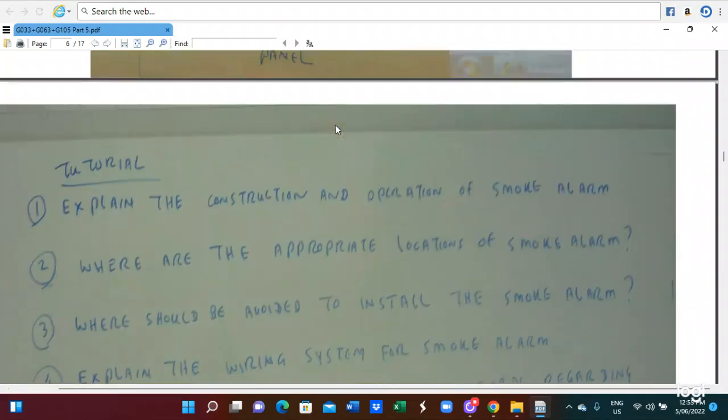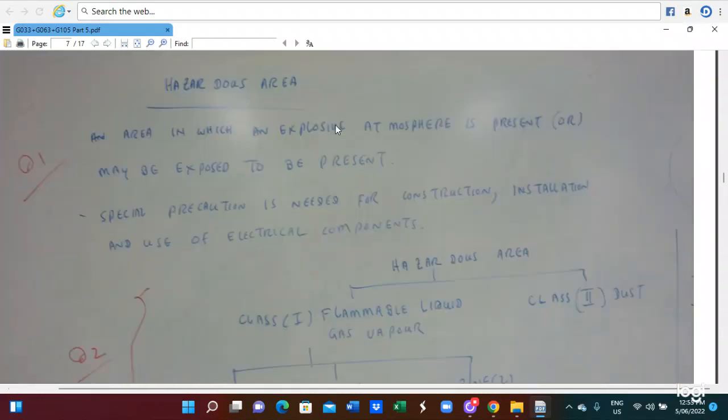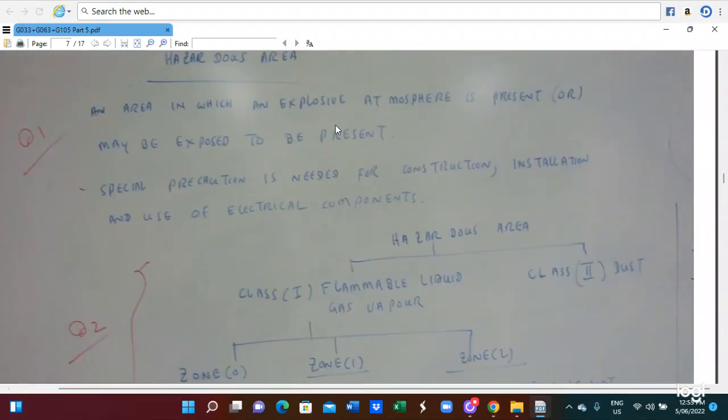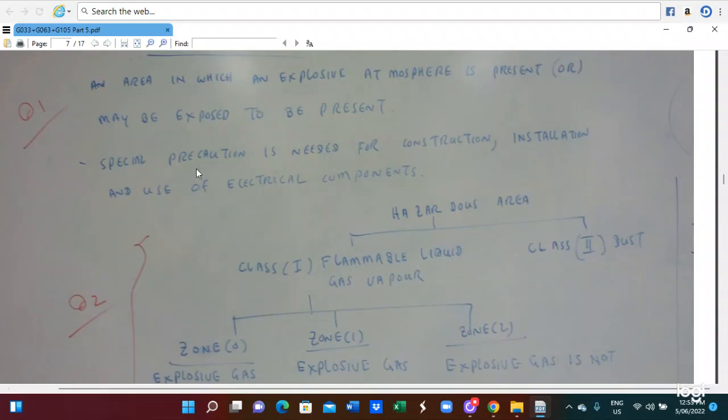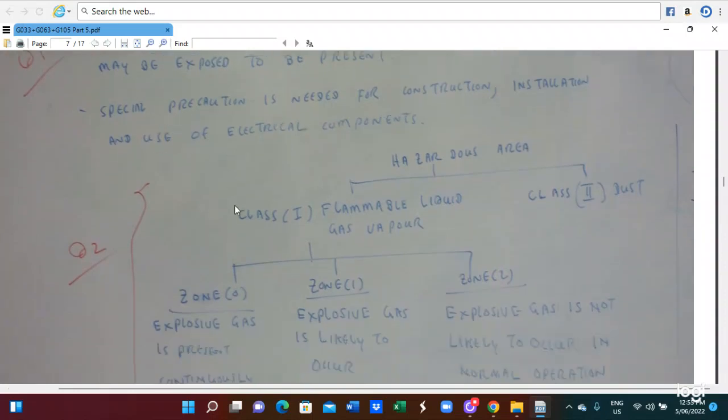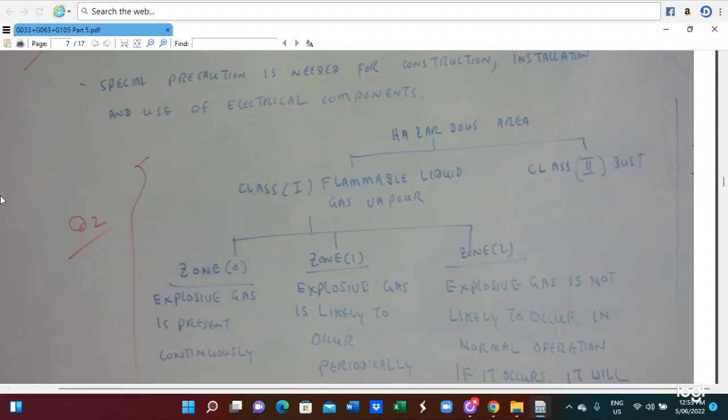Then you have to do the exercises. Then we also talk about the hazard area. A hazard area is an area in which an explosive atmosphere is present or may be present. Special precautions are needed for the construction, installation and use of electrical equipment. So the hazard area can be class 1 or class 2. Class 1 is flammable liquid, gas or vapor, and class 2 is dust.